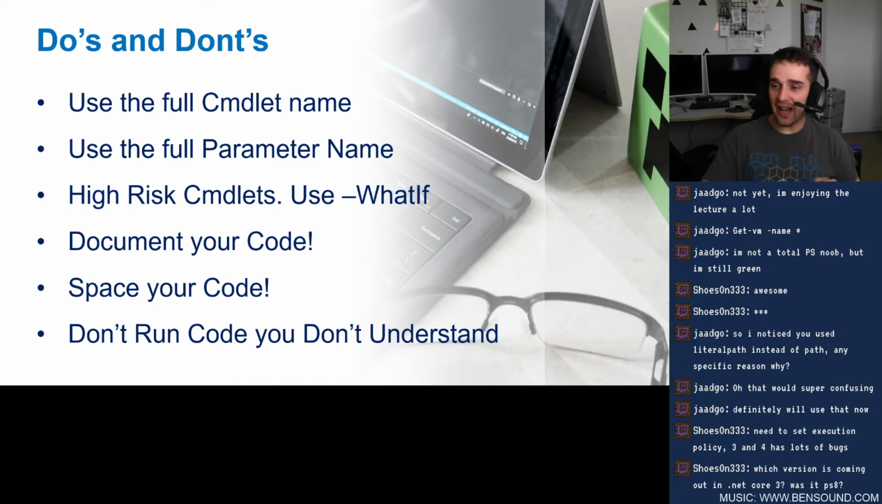So anyway, do's and don'ts. Use the full commandlet name. So when you're writing scripts, don't write aliases. I've talked about this before. Do not write aliases, write the full commandlet name. When using parameters, use the full parameter name. Now you can actually take shortcuts with parameters. I didn't show you this, but for example, if you've got Get-VM, you could just go -NA and then type the name. It's fine. PowerShell will fill in the blanks.